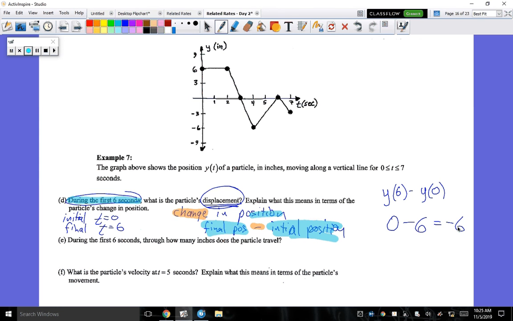That means wherever it started, it moved to the left 6, or it went down. It fell down 6 feet. Or if I'm driving in a car, I went backwards 6. Left, down, or backwards. Okay? And in this case, because of this vertical line movement, it's moving down. So you'll say the displacement is negative 6 what? Inches.